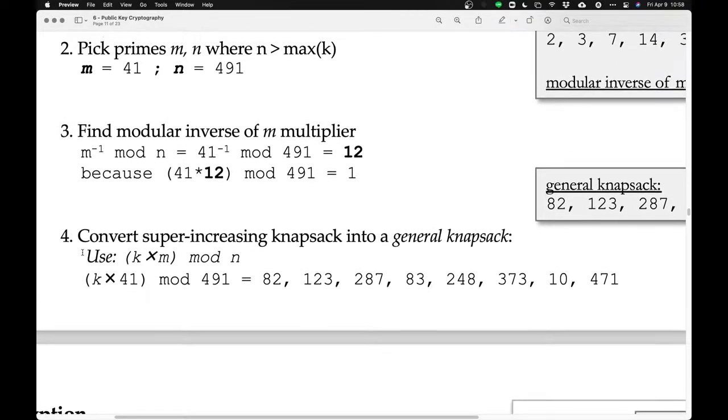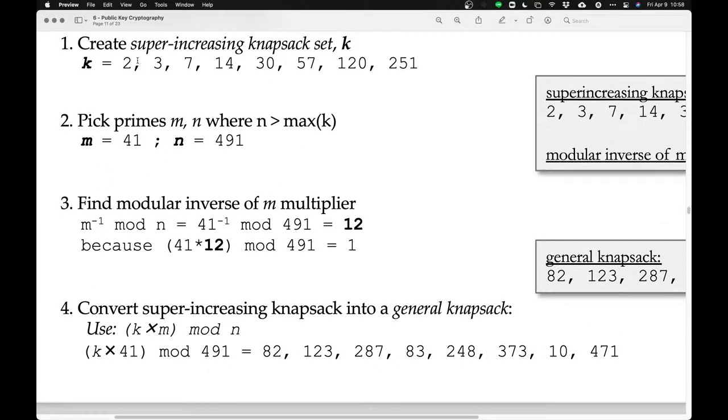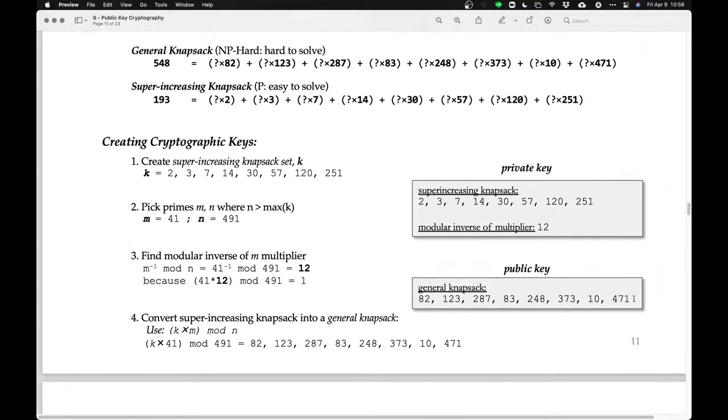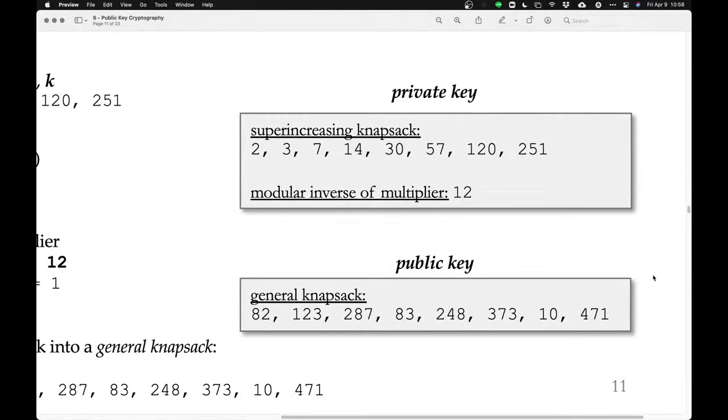To create it is super simple. You just take every element in the super increasing knapsack and you multiply it by the smaller prime number, and then you do modulus the second prime number, the bigger prime number. All right? And that will give you this general knapsack. So as you can see, we've got a private key and a public key.